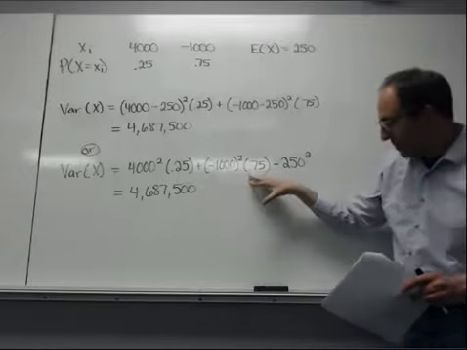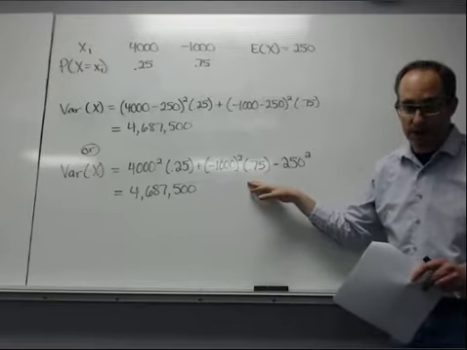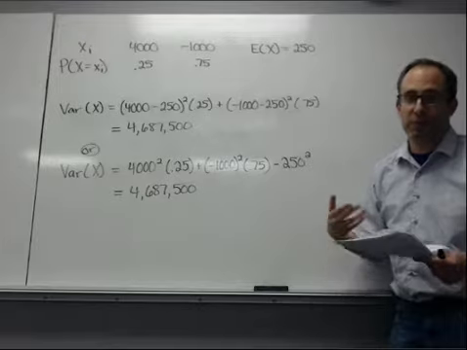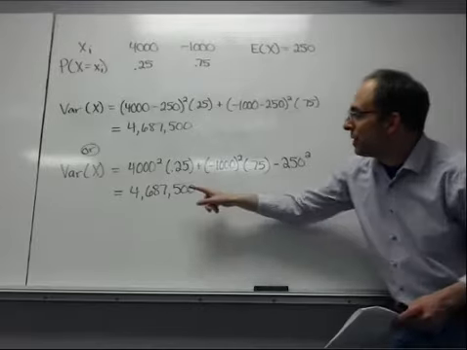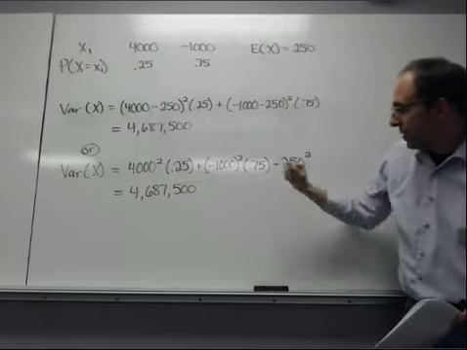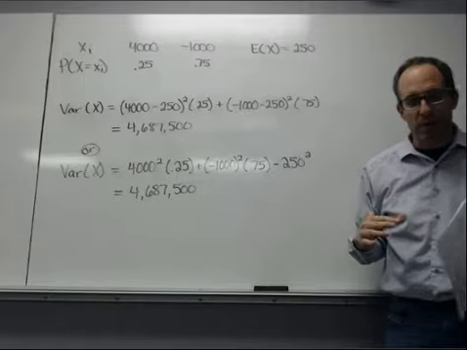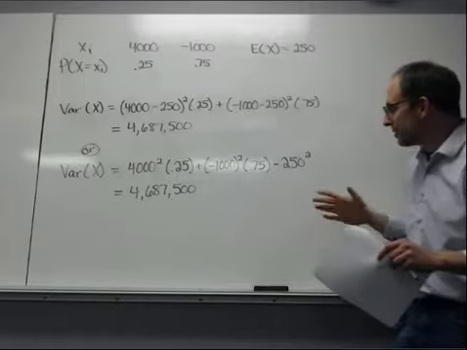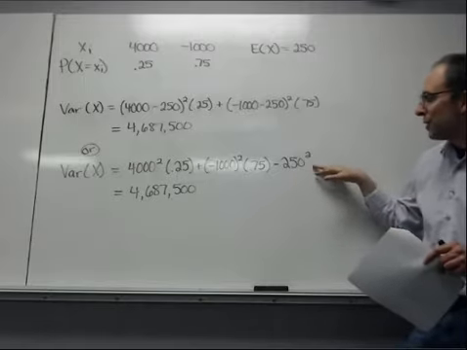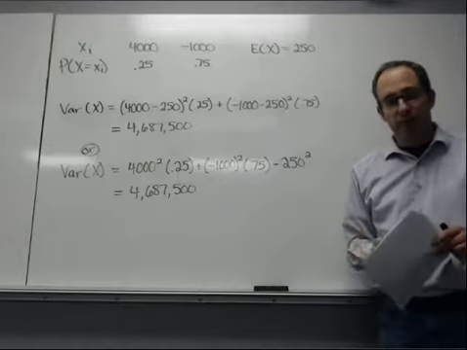And this one here is doing it as the expected value of x squared minus the expected value of x quantity squared. So there's an x squared, the 4,000 squared. There's an x squared, the negative 1,000 squared. And then there's the minus the expected value of x quantity squared, right? The expected value of x is 250. So there's that being squared and subtracted off. You end up in the same place.